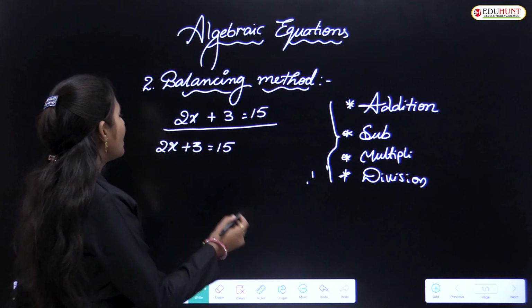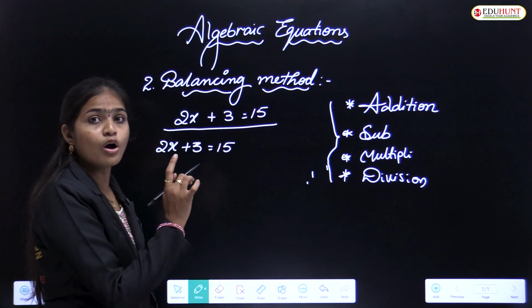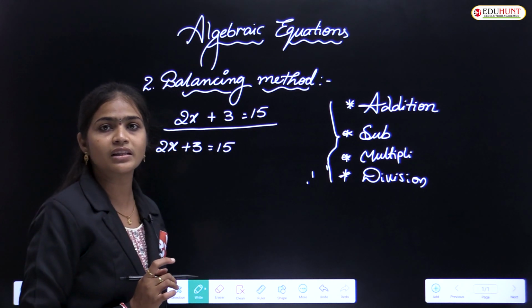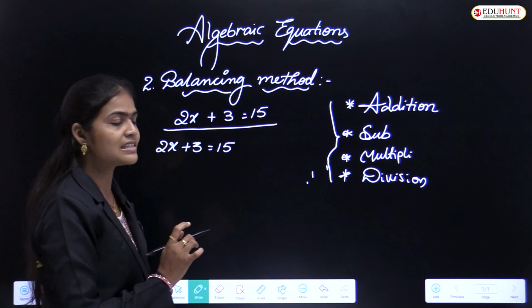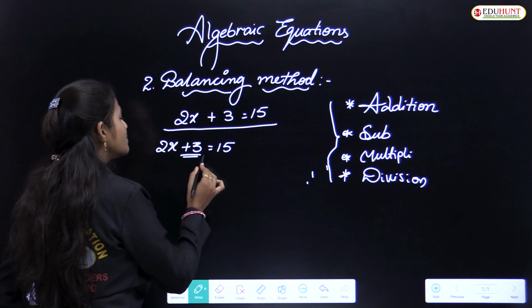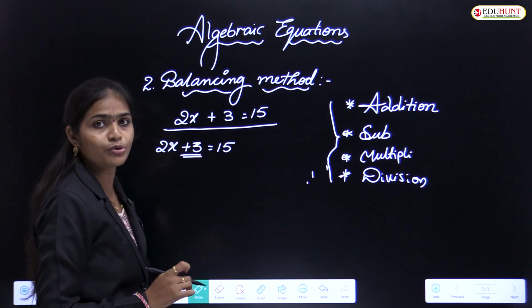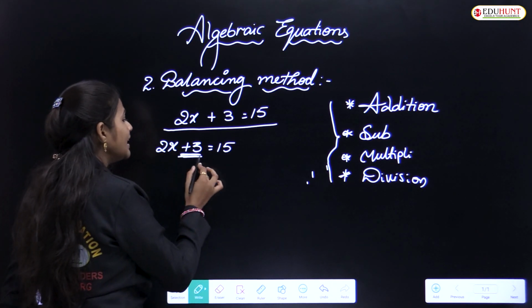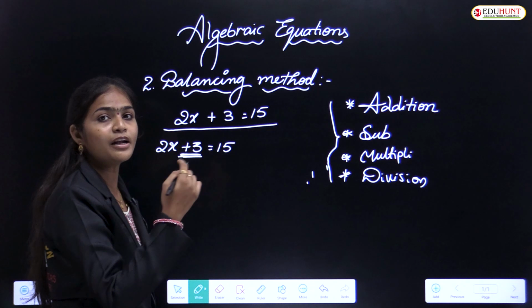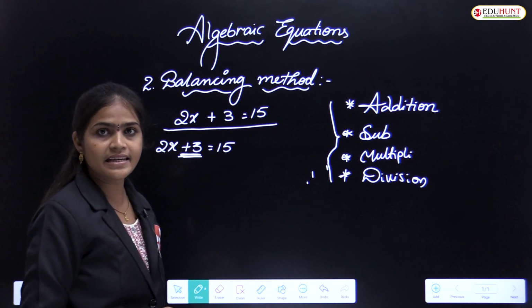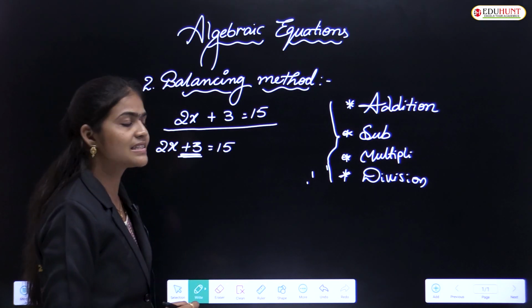Yes, here first we have to check the constant terms in the LHS. In the LHS we have to observe the constant along with its sign. Here plus 3 is there, no? So we have to go for minus 3. Okay, plus 3 is there, so we have to go for minus 3.